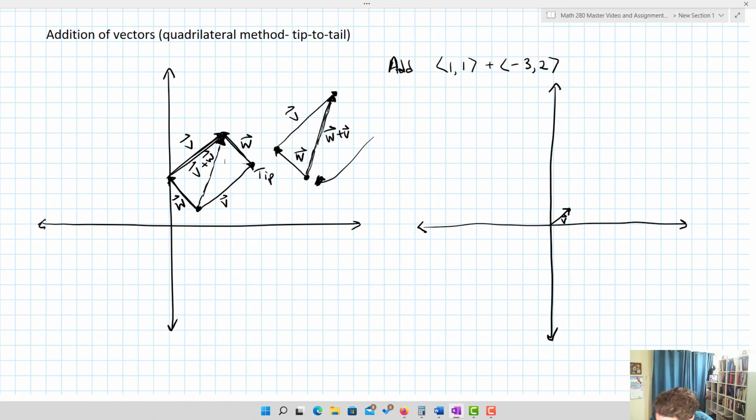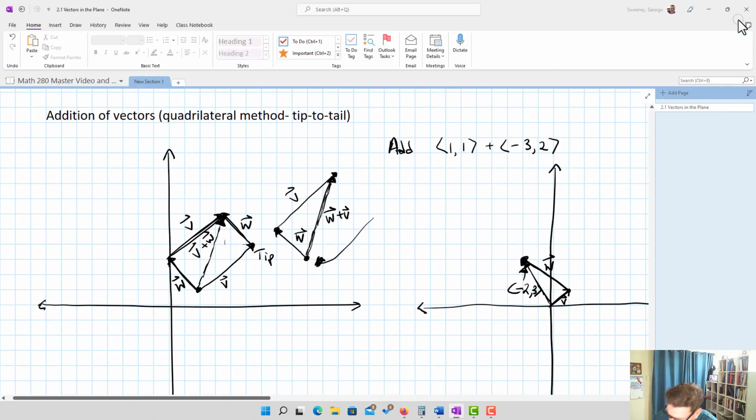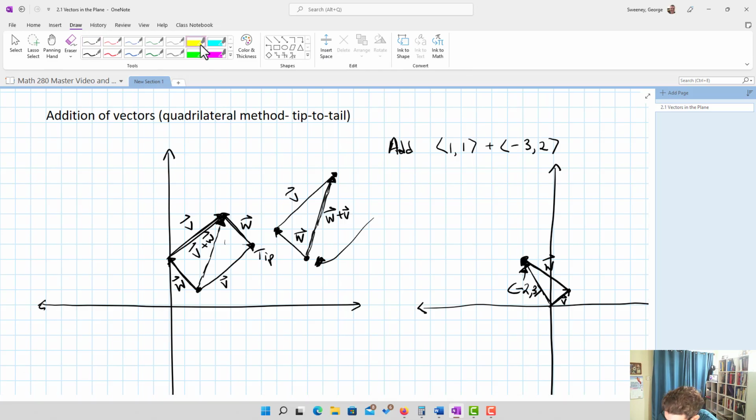Then I'm going to go negative direction 3 and up 2, so my x is -3 and over 2, and I end up here. My new additive vector is the vector (-2, 3). That's my new vector, and it turns out that it is v plus w. We did v first. We went out on v, and then went out on w.